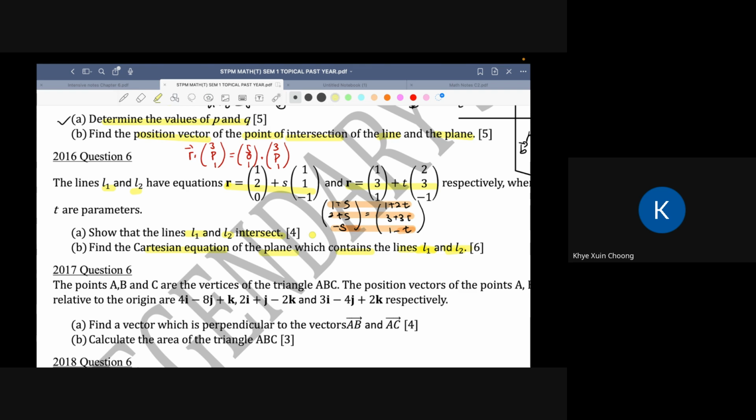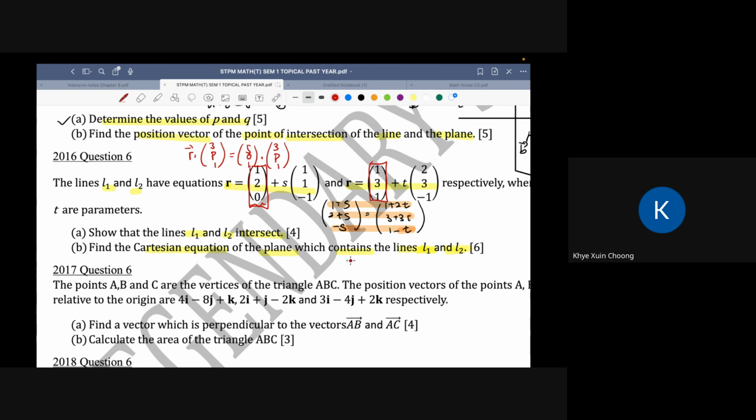But actually it doesn't matter, because since the plane needs to contain L1 and L2, any position vector over here you can use as the position vector when you want to find the equation of the plane. Okay, you can use this also can. So we have the position vector.